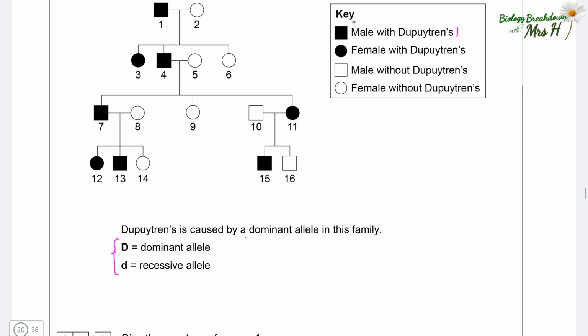Before I even get to the question, what I really like to do is to put the genotypes up in the key. So if I've got a male with Dupuytren's, then they're going to have a dominant allele. So the genotype for that could be big D, big D, or big D, little d. That'll be the same for the female who has Dupuytren's. But a male without and a female without has to be little d, little d.